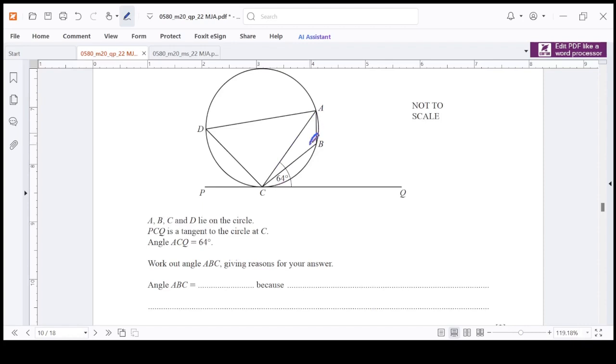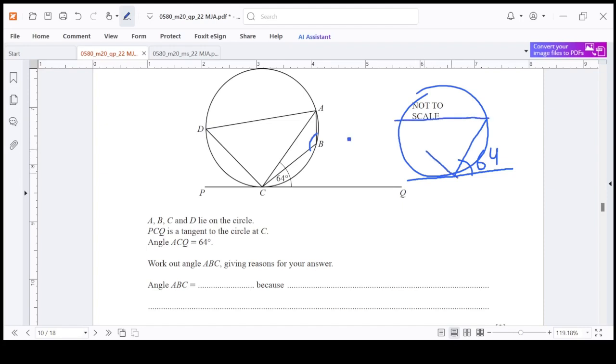Okay, I can see alternate segment theorem here. You must have studied it in your class. If this is a chord and this is a tangent, and you have an angle 64 being formed, or any angle being formed, and you have another angle being formed by the ends of these chords onto the circumference, then this is also going to be 64 using alternate segment theorem. That means this is 64.